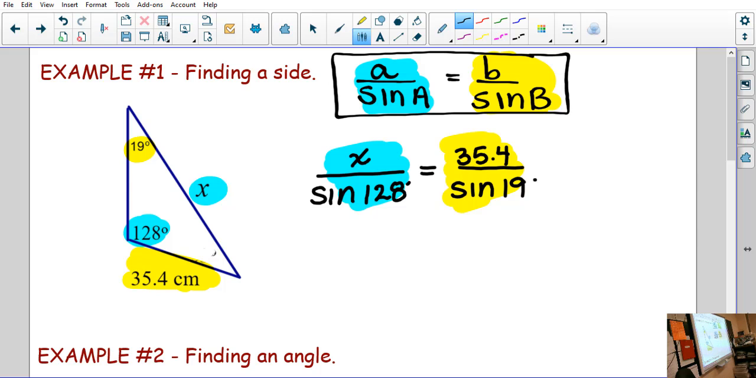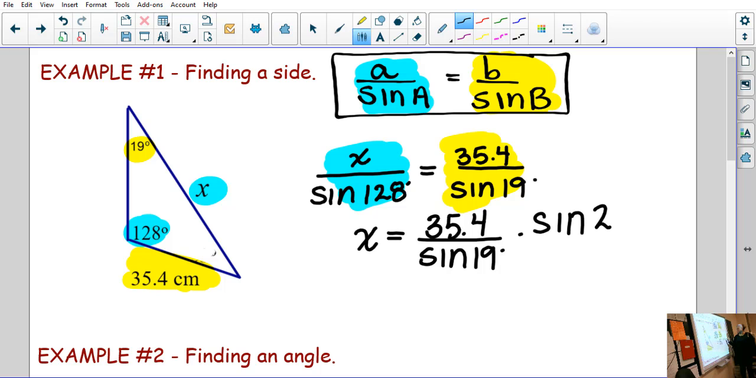So there'll always be a pair that you know. Put that on the other side. Put whatever you're looking for on top with its pair. So the x goes with the sine of 128, and the 35.4 goes with the sine of 19. Everything happens in pairs. If I want to get x all by itself, how do I get rid of dividing by sine of 128? Multiply by sine. So 35.4 divided by sine 19 times sine 128.